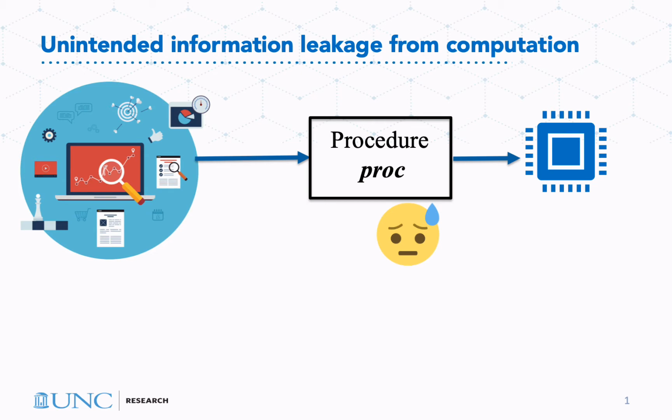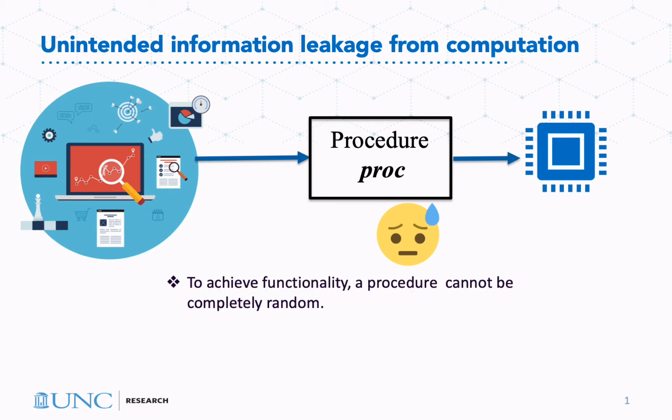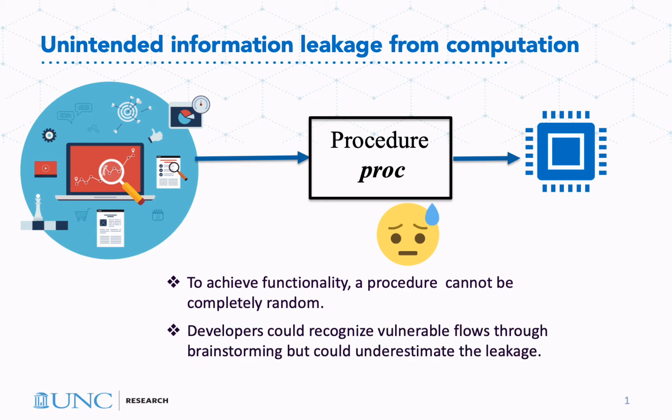To achieve some functionalities, a procedure is not guaranteed to leak nothing about a secret, as it usually won't output a completely random value not dependent on its input. Furthermore, some developers may already notice the issue, but they may misestimate the risk due to the lack of a formal measure.